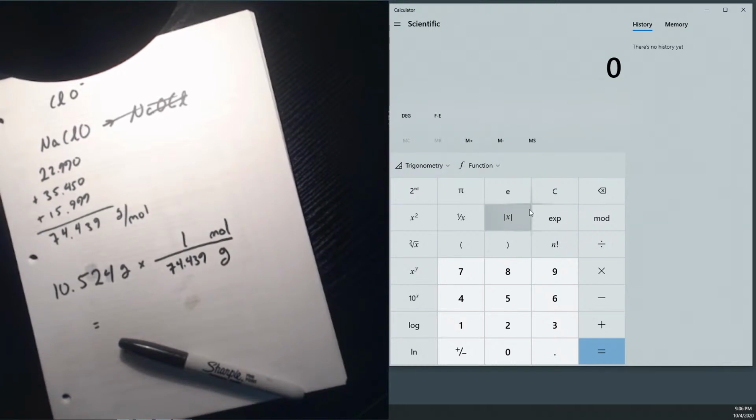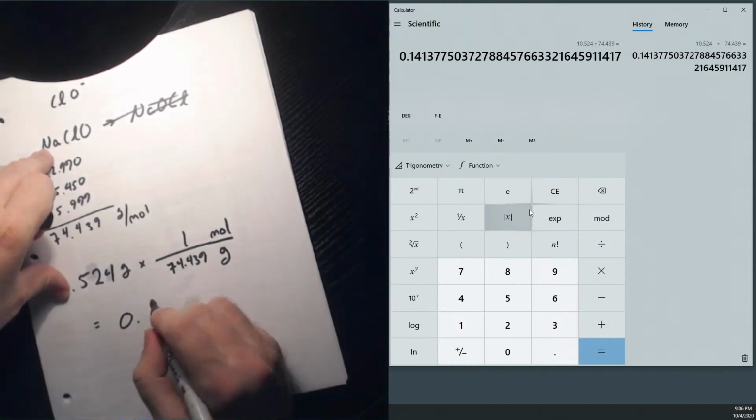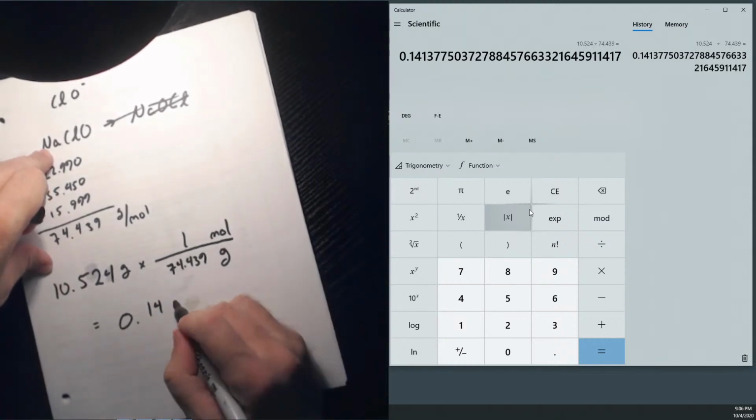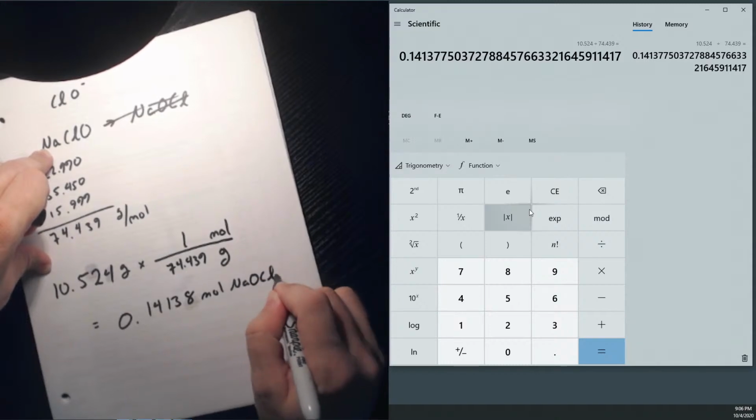So I've opened up the calculator. 10.524 divided by 74.439 gives us 0.14138 moles of sodium hypochlorite.